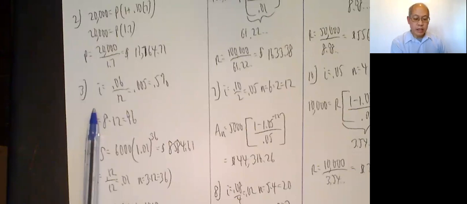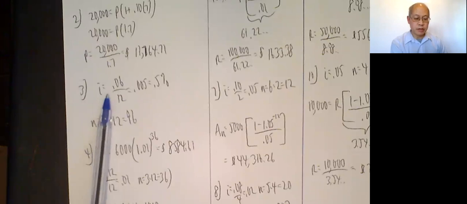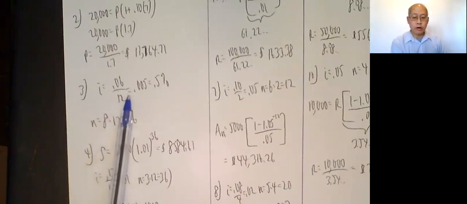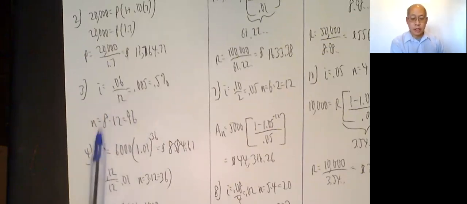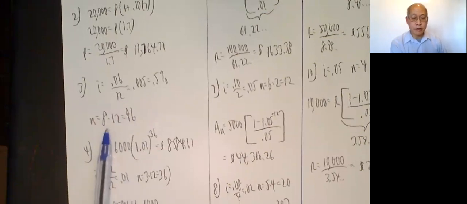Number 3, all that asks for is the periodic interest rate. So since you're told that it's monthly, it's 0.06 divided by 12, which is 0.005 or 0.5%. And the N, total number of periods, is 8 times 12, since it says monthly, 96.